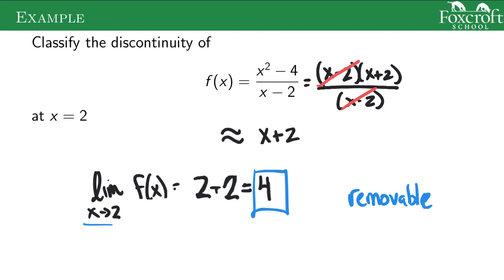I can fill in that hole in my graph and make this actually continuous if I was able to fill in that hole. So for this one with rationals, if this bad factor gets canceled out, that's going to give you a hole, and then you get a removable discontinuity.